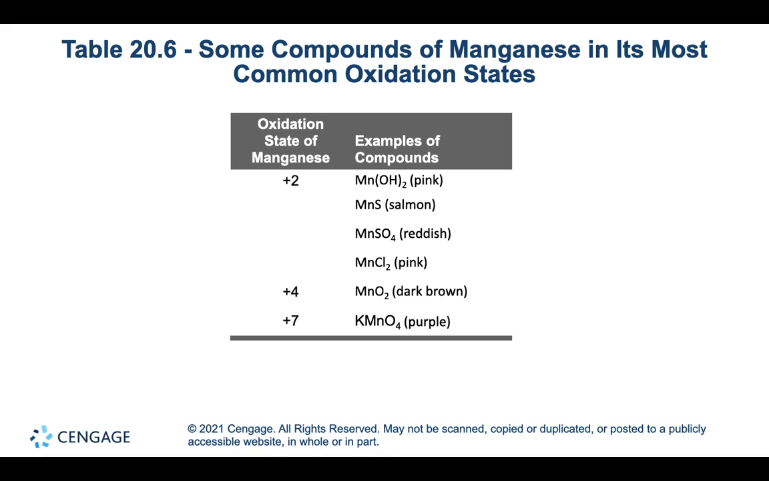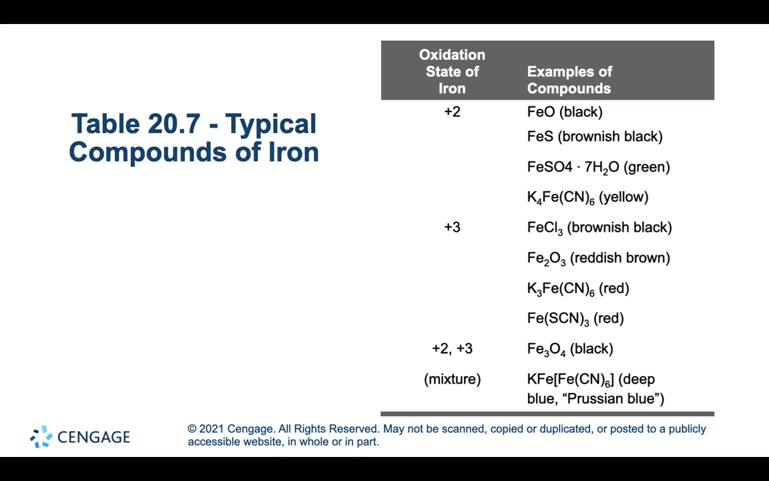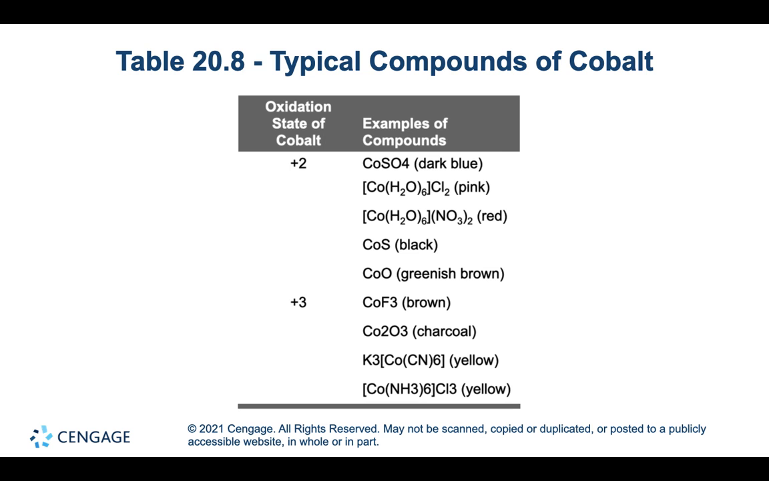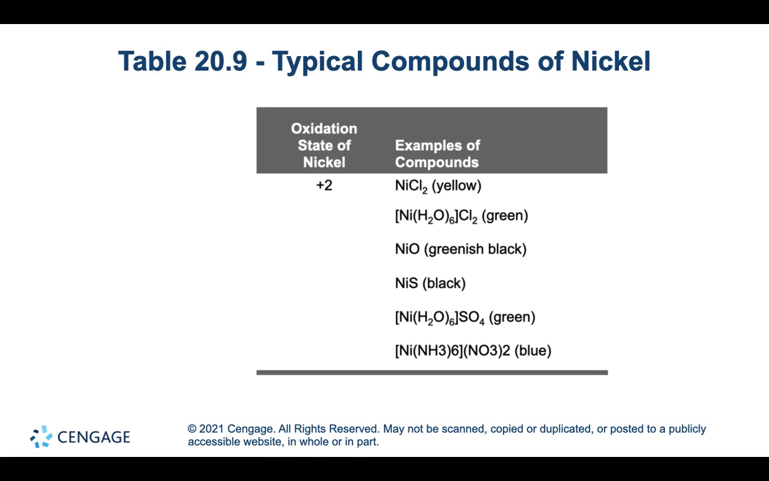Here we see manganese and manganese colors, often in the pink part of the spectrum. Here are some iron colors. Iron can be anything from brown to black to green to yellow to red, even blue. Cobalt, blues and pinks and reds and greens. Nickel can have a lot of different colors to it.